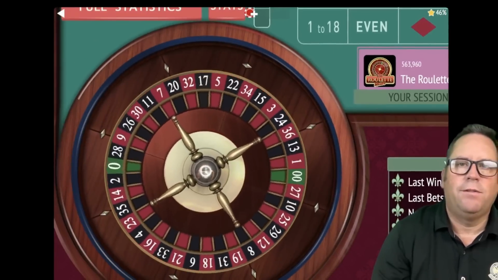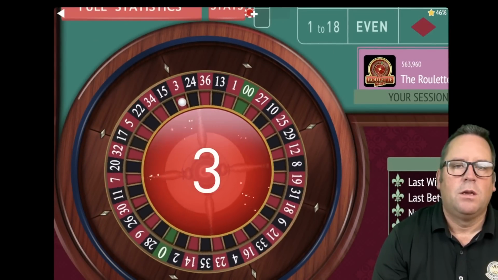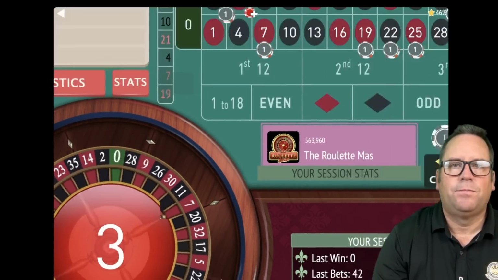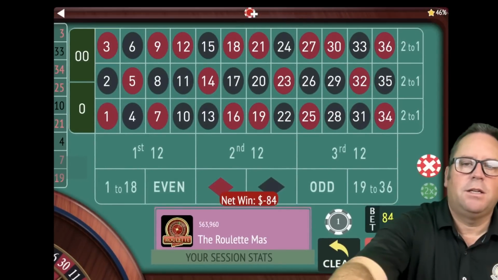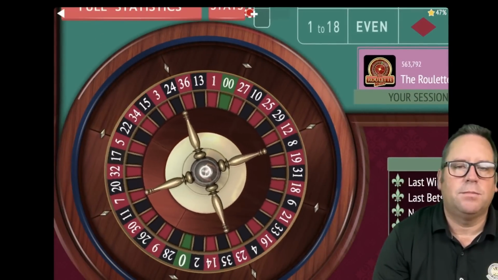We do have 24 numbers covered here. And let's go ahead and spin. That's a 3 red. And we lost again. So let's go ahead and double again here. This is a $2,000 bankroll system.